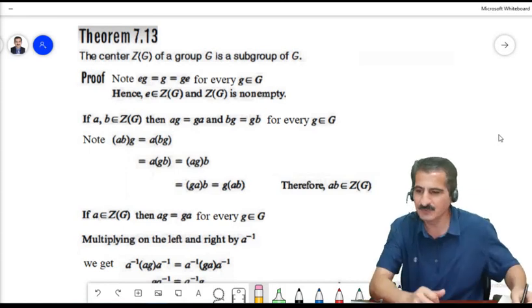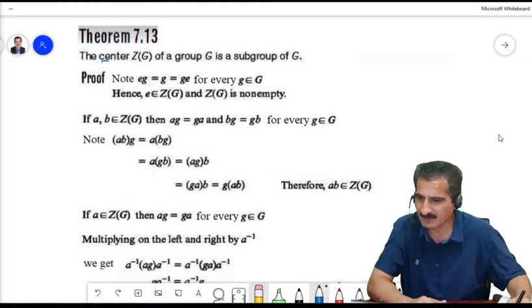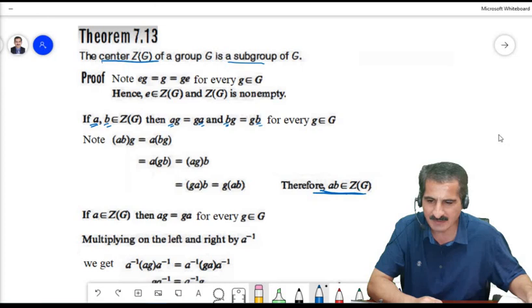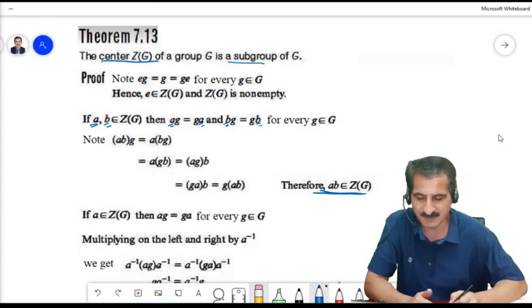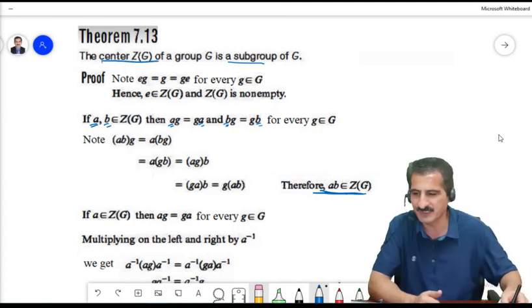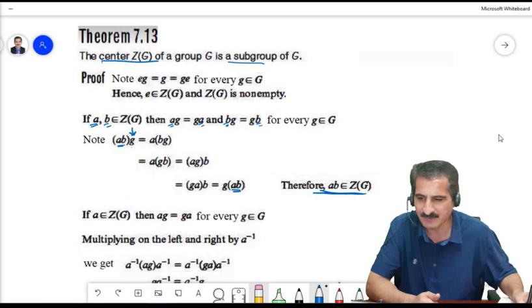So how do we prove it is closed under multiplication? The theorem says the center is a subgroup of G, okay? Now if I choose two elements, A and B, in the center, that means A commutes with any g, and B commutes with any other g in the group. And we want to conclude that their multiplication is in the center, which means their multiplication commutes with every element of the group. So choose an arbitrary element in the group. Here it is. So AB times g, we want it to equal g times AB.